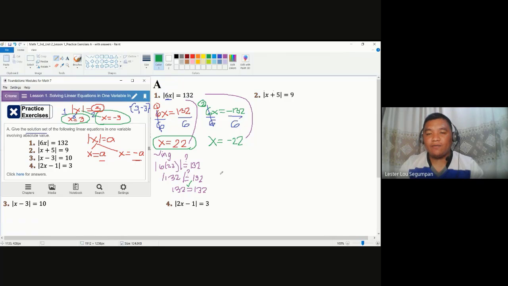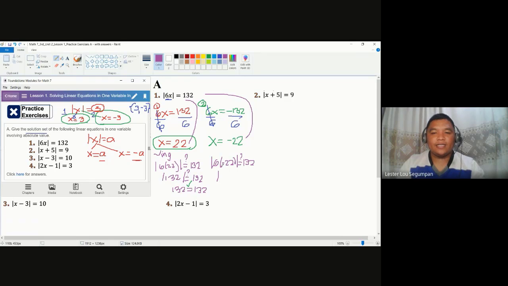But still, we have another case here. So let's try to determine the checking for the second. So you have 6 times negative 22. Is it equal to 132? Again, we use the given equation. So take note that this is not negative. Negative is already part of the case, but the given was actually positive.